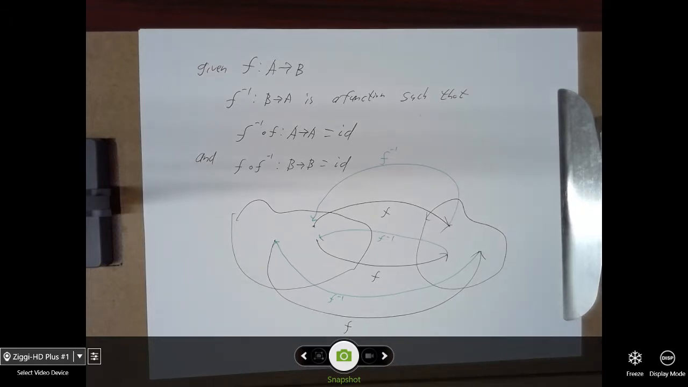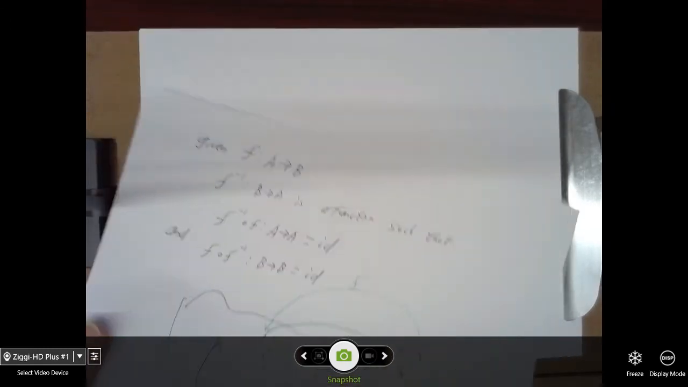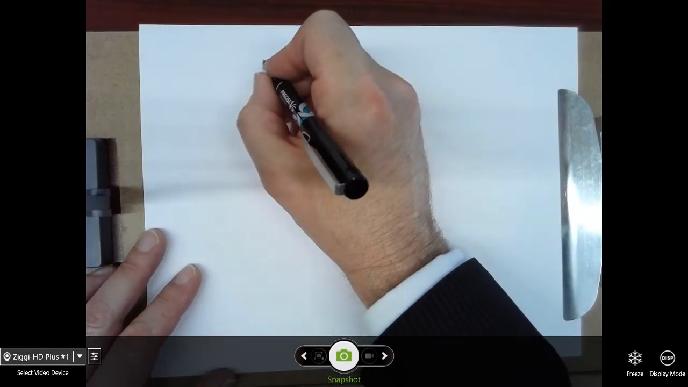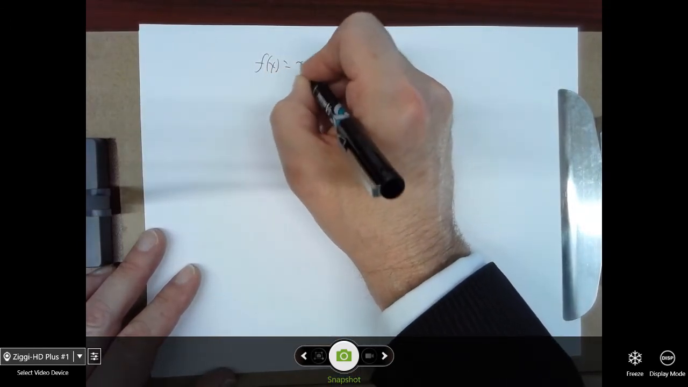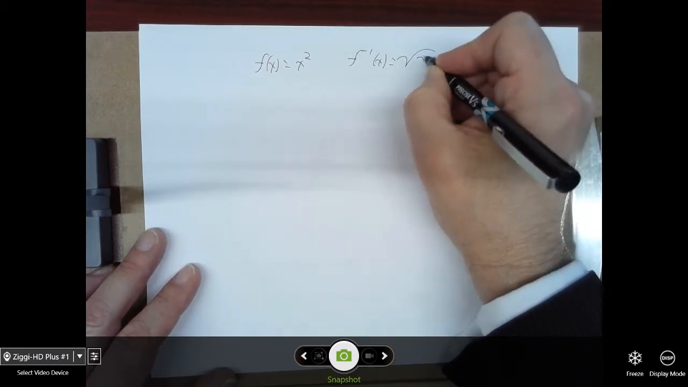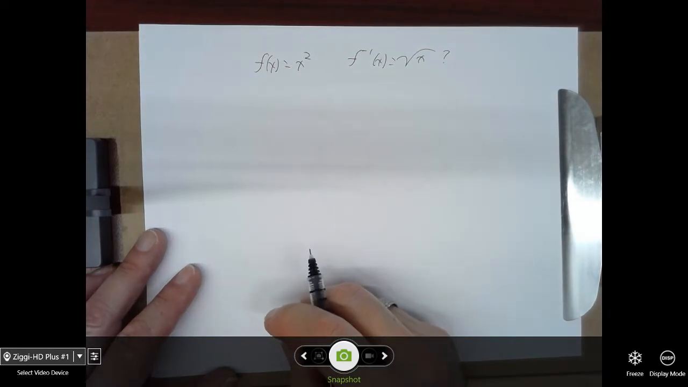Now here's a classic question. Do inverses always exist? Does every function have an inverse? Why not? So you're saying x squared doesn't have an inverse? Yeah, so f of x equals x squared. F inverse of x would be something like the square root of x, but it's not well defined.